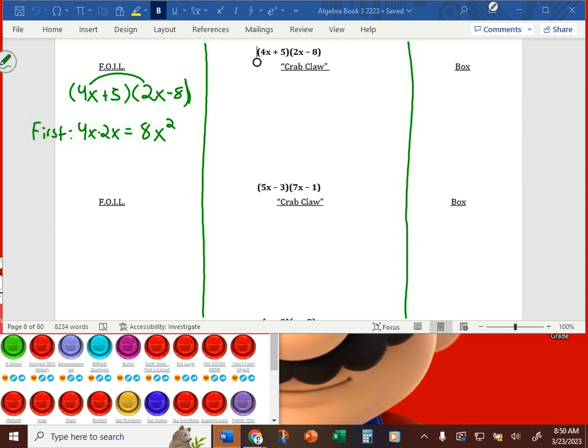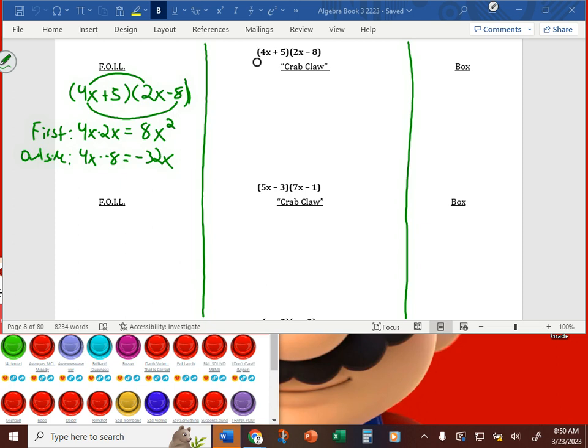The O stands for the outside terms, and so again, we're starting with that 4x, but this time we're going all the way over to the negative 8. All right, the two terms on the outside of each set of parentheses. And so 4x times negative 8 equals negative 32x. Okay? So basically what we've done here is we've taken that 4x, multiplied by the 2x, and then that same term, that 4x, multiplied by the other term, negative 8.